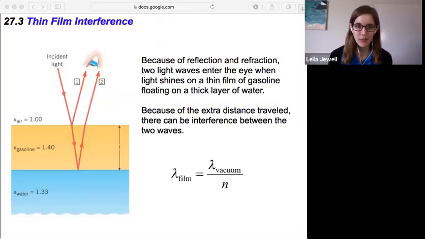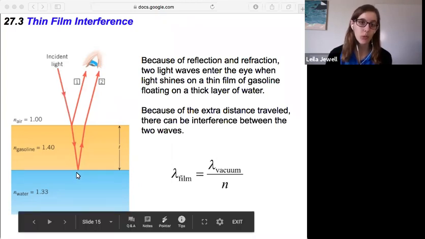Section 27.3, thin film interference. So if you have light that's shining on water with a thin layer of gasoline, then because of both reflection and refraction, two different light waves will enter your eye. One will reflect off of the gasoline itself, one will refract through the gasoline, reflect off the water, and then refract and come back to your eye.